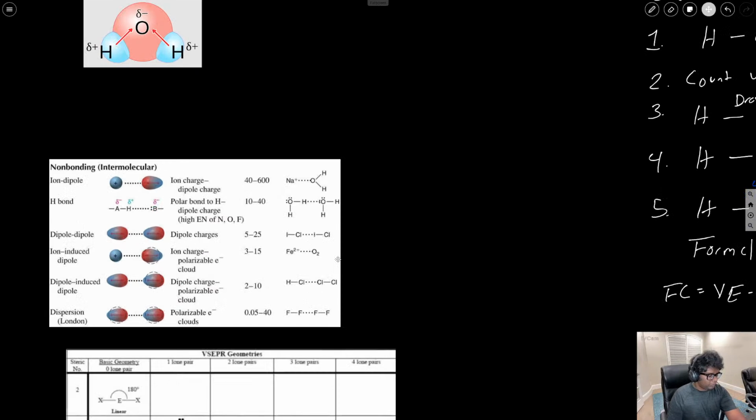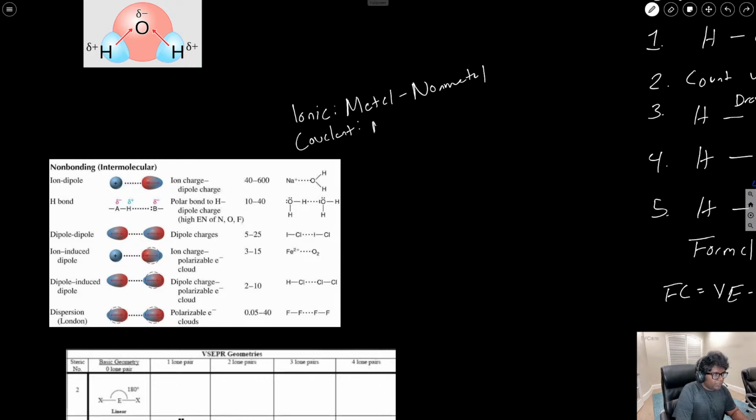So now that we covered that, let's talk about intermolecular forces. So ionic bonding versus covalent bonding. Do you guys know the difference? Let's think of ionic as metal to non-metal. And covalent, yes, I'll just do non-metal.